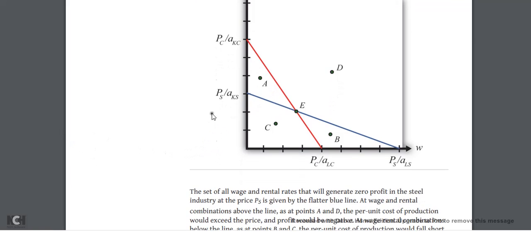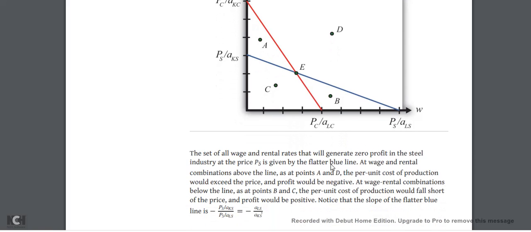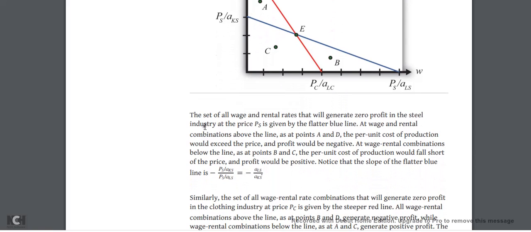So now there's another line PS, a blue line which represents the price of steel. This line represents the price of steel, where steel is produced by utilizing two factors, that is capital and labor. So now let us see the set of all wage and rental rates that will generate zero profit in the steel industry at the price PS.